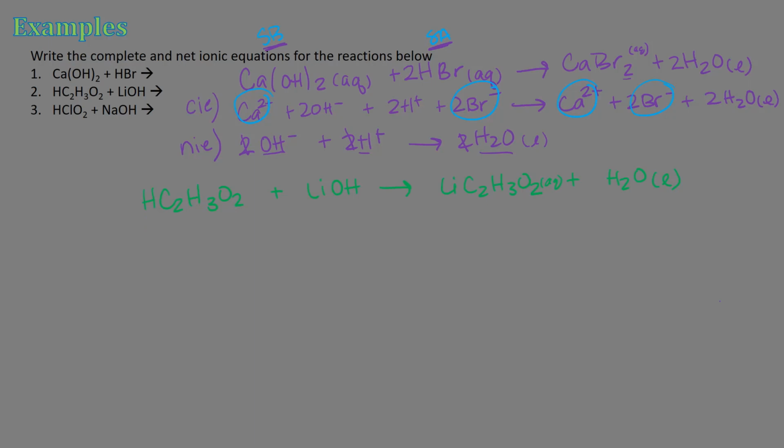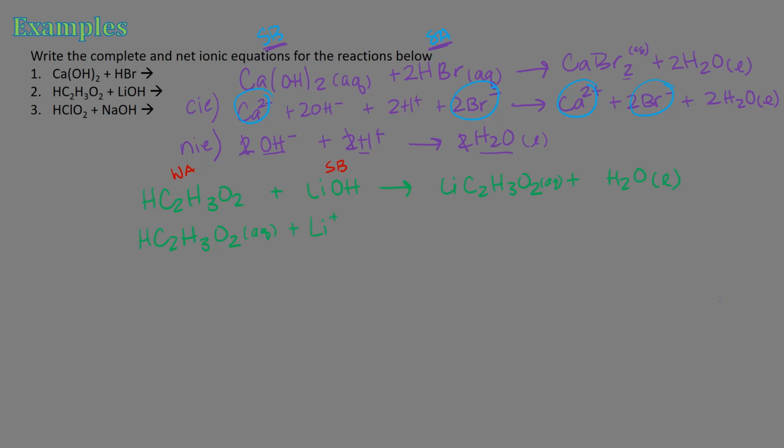All right, so for my complete ionic equation, I need to check and see which ones are weak acids and which ones are strong bases or acids. So this one is going to be a weak acid, and this one is a strong base, right? This is a strong electrolyte here because lithium is in the first group and alkali metals are always soluble completely. So I end up with HC2H3O2. It stays together because it's weak. It's still aqueous. All acids are.